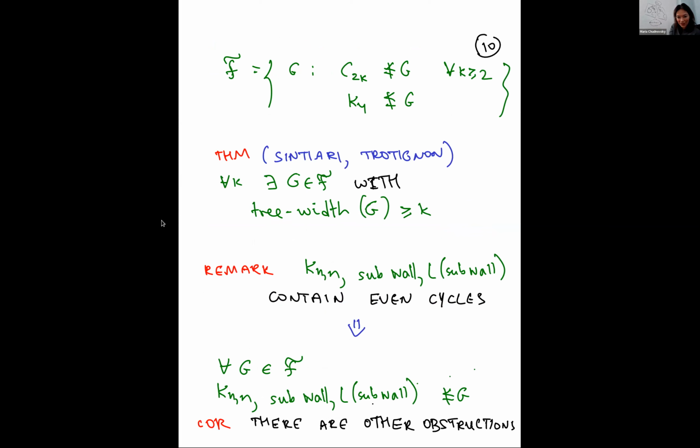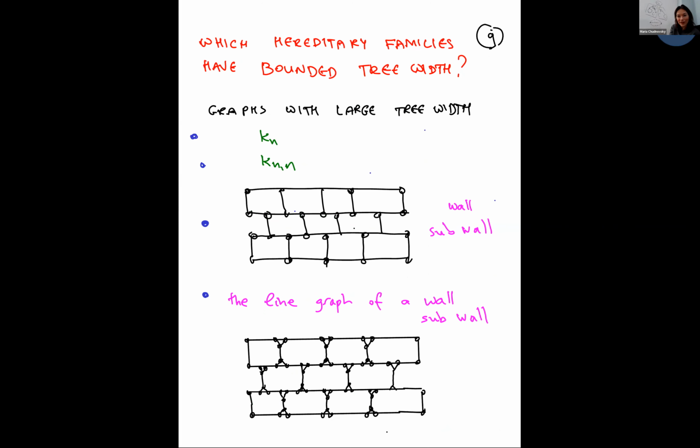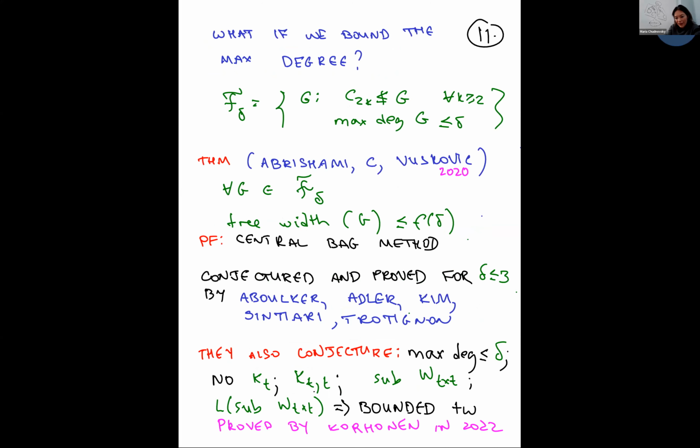There are other obstructions, right? And then they made a conjecture that maybe at least if you bound the degree, then this list of obstructions is sufficient. By the way, just one last look at this slide, I'm going to call these obstructions basic, or sometimes I'll call them T-basic, where T is sort of how big the tree-width is. Right, so K_T, K_T,T, a T by T wall, and the line graph of the T by T wall are T-basic obstructions. Okay, it will be written down later.